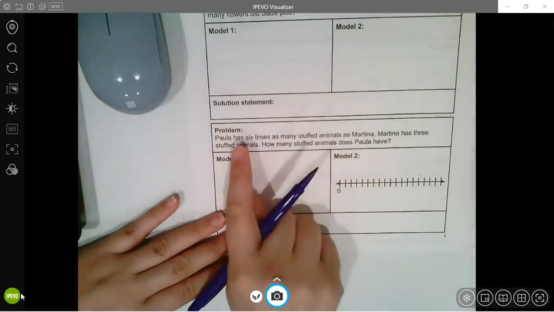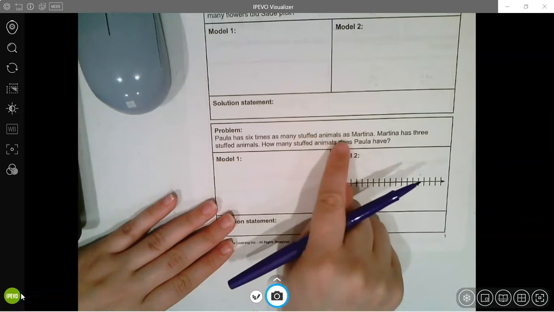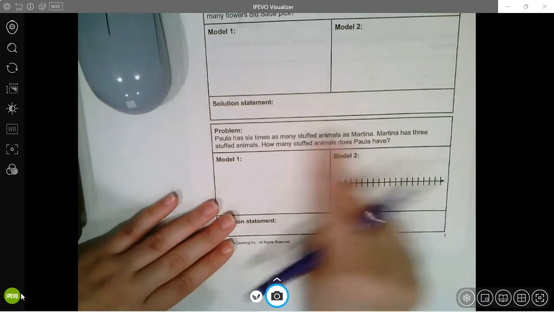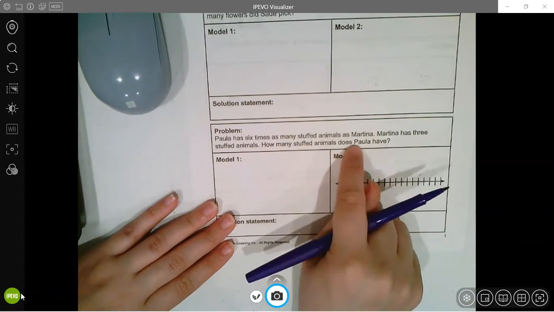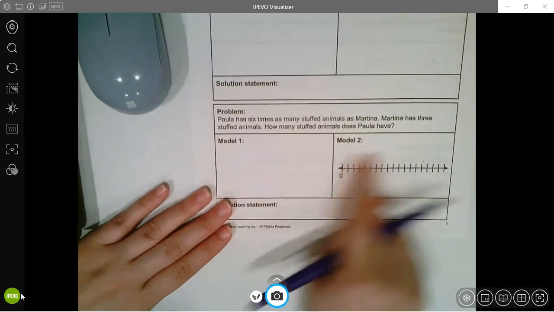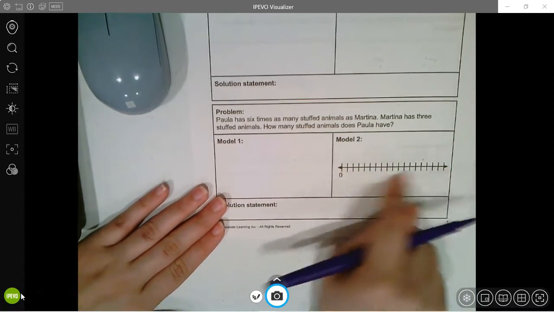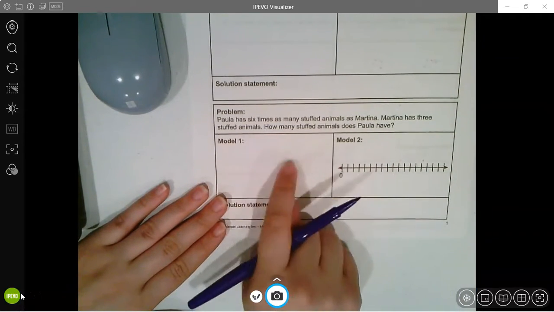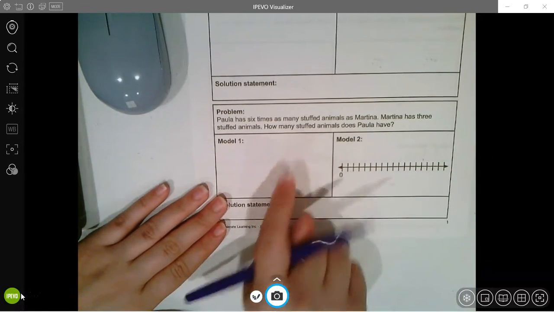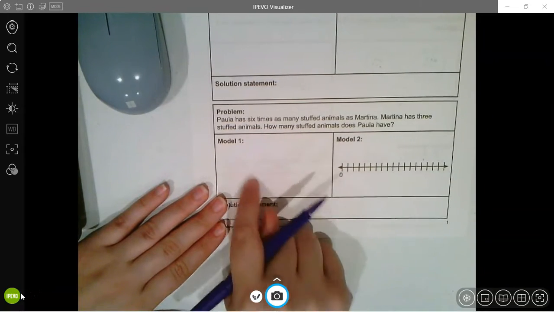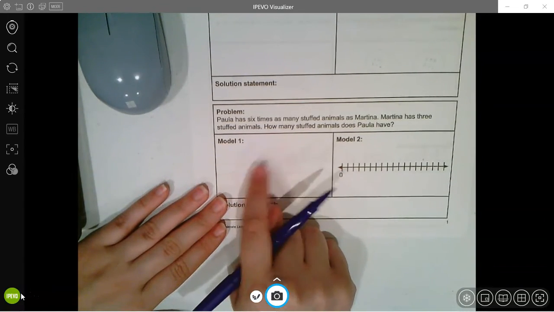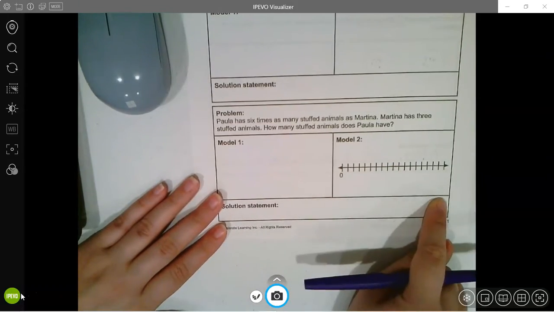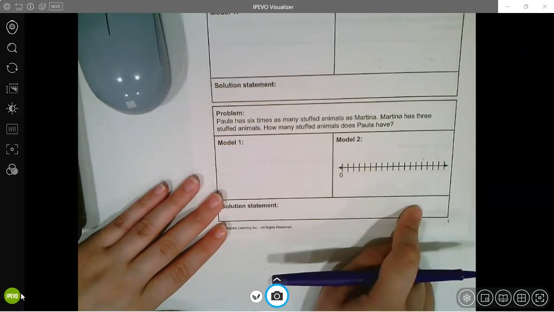The bottom one says Paula uses 6 times as many stuffed animals as Martina. Martina has 3 stuffed animals. How many stuffed animals does Paula have? Now, on this one, it's saying that you have to use the number line. Okay, so remember how we did a number line. Now, this one could be equal groups. This one could be repeated addition. This one could be arrays. This could be area model. This one you pick, but this one has to be a number line, and then write your answer in a sentence. All right, guys.